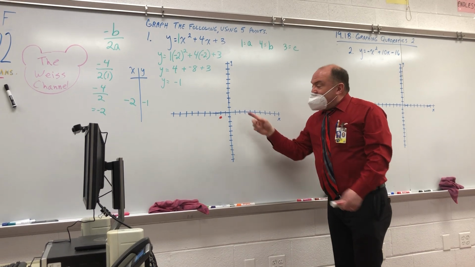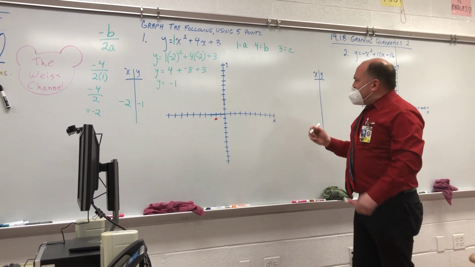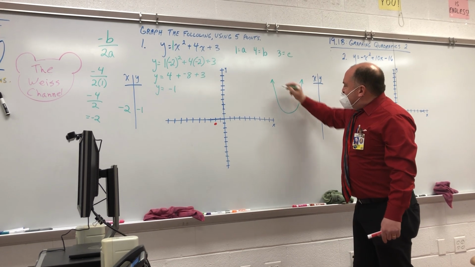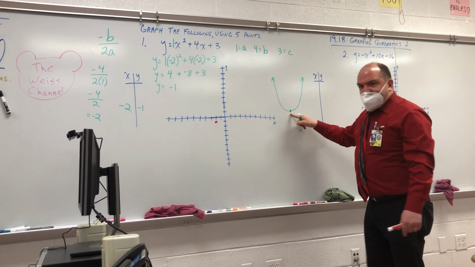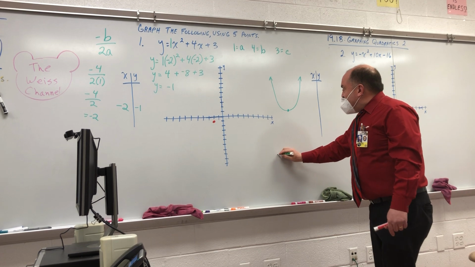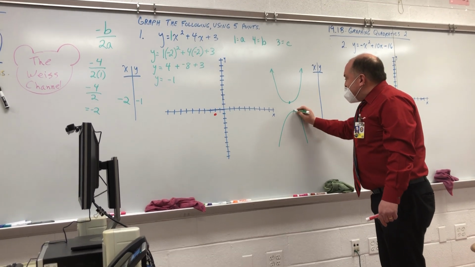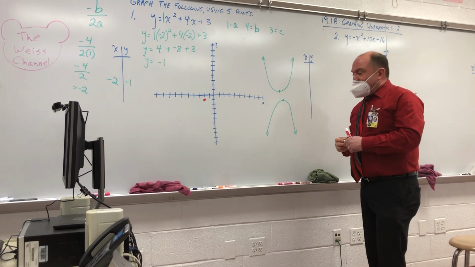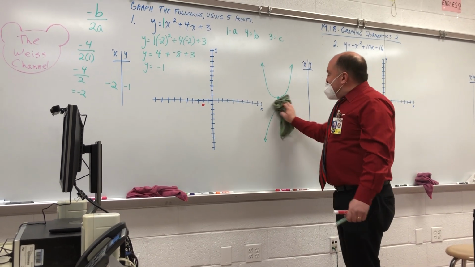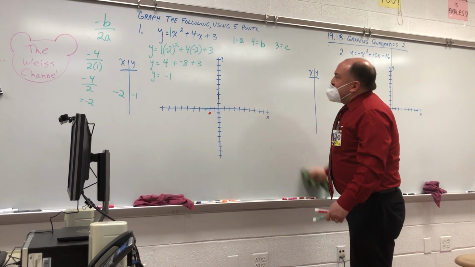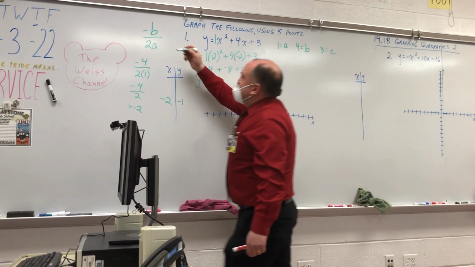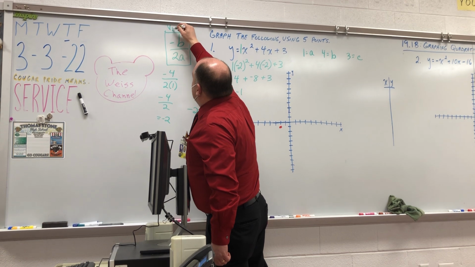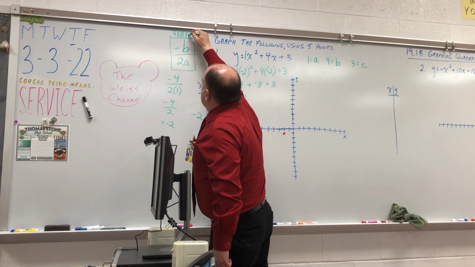This is called the vertex. What's the vertex? The vertex is the bottom of your graph. That's the vertex. It could also be the top of your graph. Okay? Negative b over 2a is your vertex. This here is always going to be your vertex. Okay?